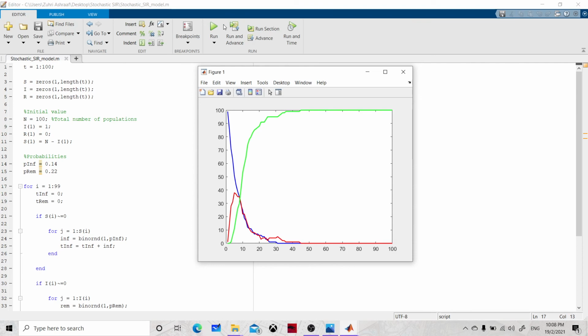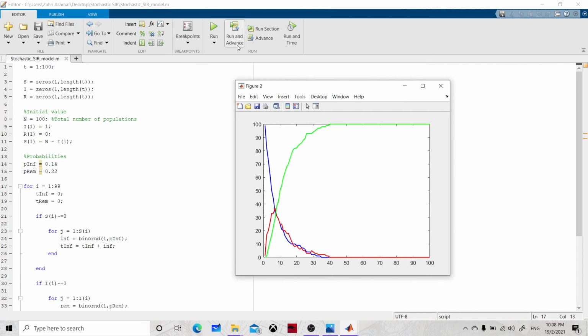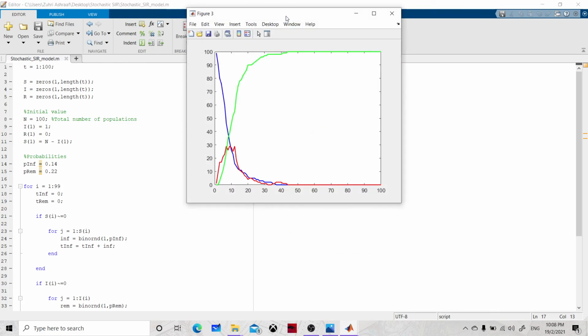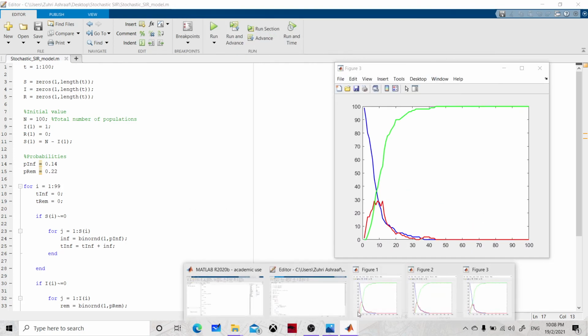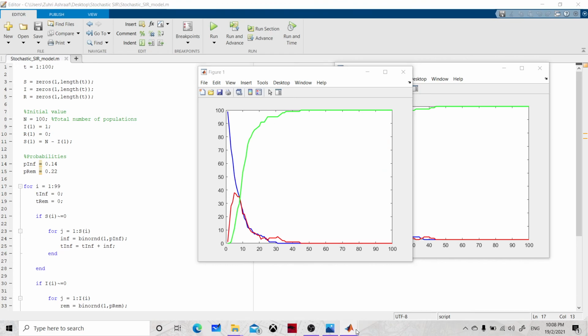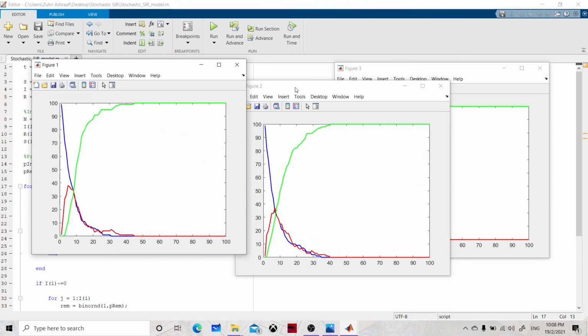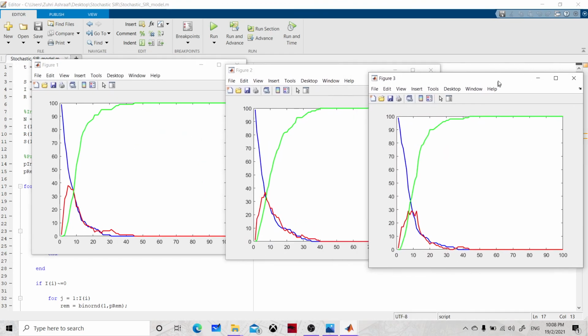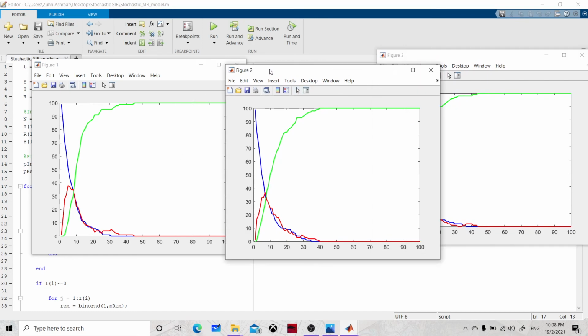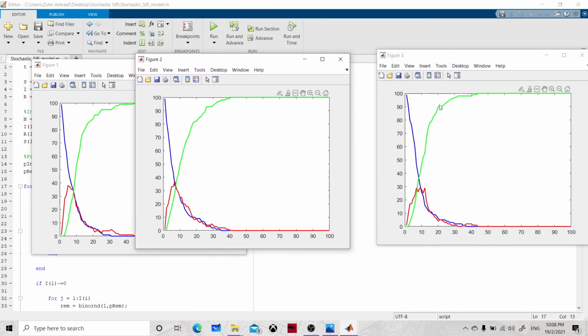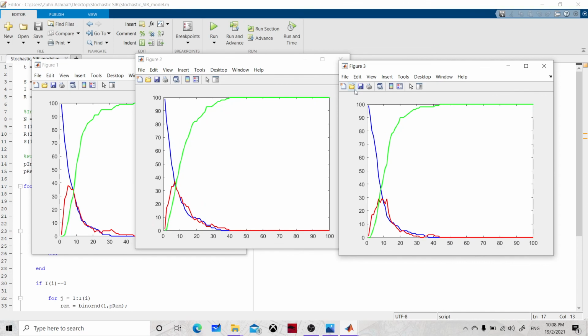So let's just rerun it one more time to prove to you that our model is stochastic. Okay, so we ran it 3 times, and as you can see, we get a somewhat different graph using the same values, but we still get a different graph.